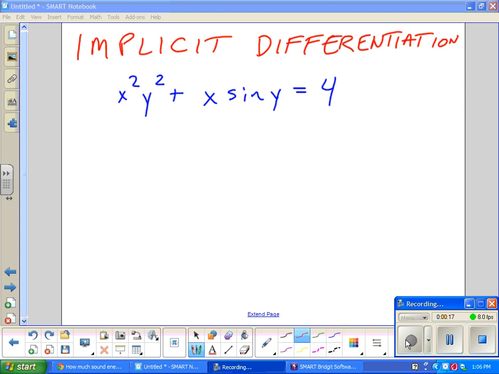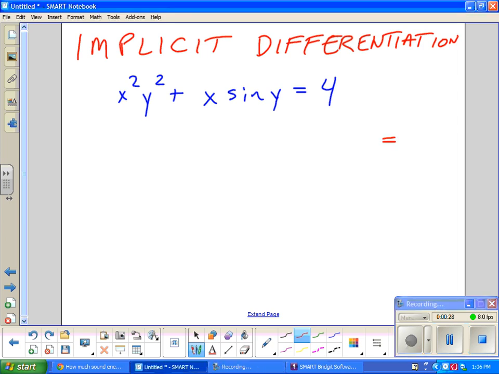So I have this 3-term thing. I see 2 terms on the left, and I see the 4 on the right. When I look at this, the easiest thing to say is the derivative of 4 is going to be 0. When I look here, I see a product rule, and I see a product rule. I always start with the x term. So f prime g plus g prime f.